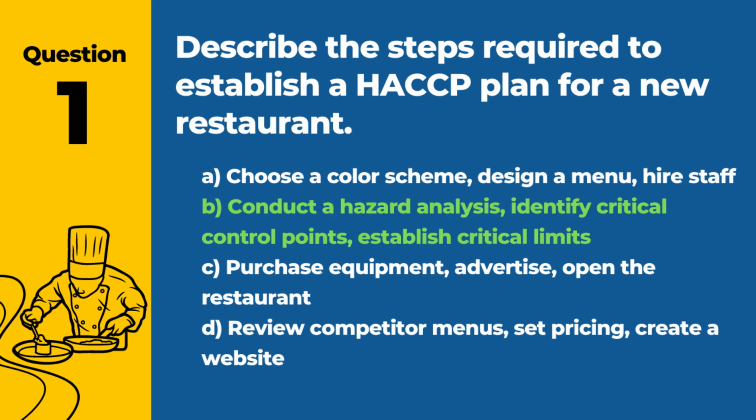Answer. B. Conduct a hazard analysis, identify critical control points, establish critical limits. Establishing a HACCP plan involves conducting a hazard analysis to identify risks, determining critical control points where those risks can be controlled or eliminated, and setting critical limits for those control points.